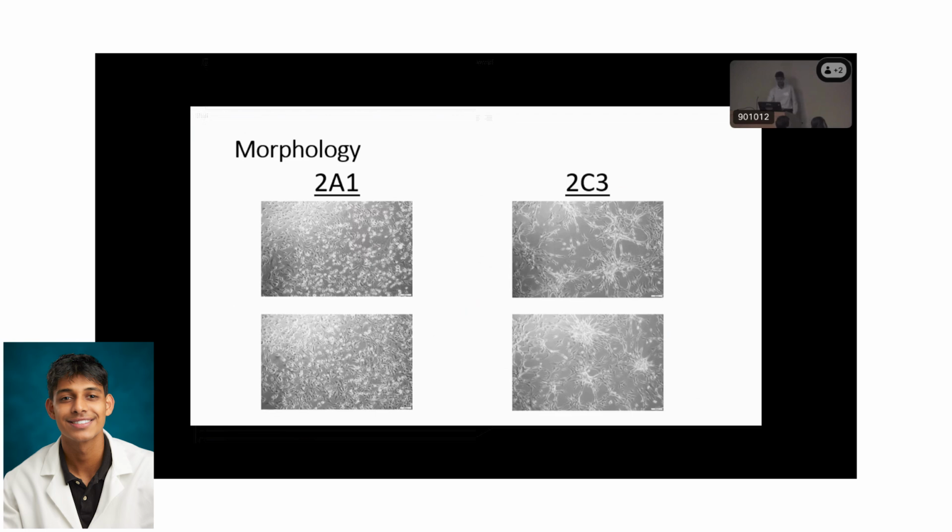So a little bit about the morphology, or like the cell shape of the cells. These images were taken with a microscope. So as you can see, the 2A1 cells appear more rounded, homogeneous, and densely packed, and there appears to be more of a random organization. In contrast, the 2C3 cells are more spaced out, they're less dense, and they have more of an elongated spindle-like shape. And additionally, you can see that there's more of an organization as the cellular processes seem to be extending towards each other.